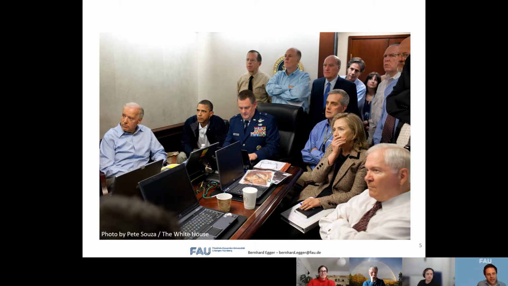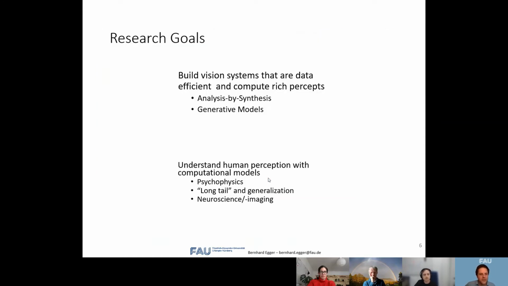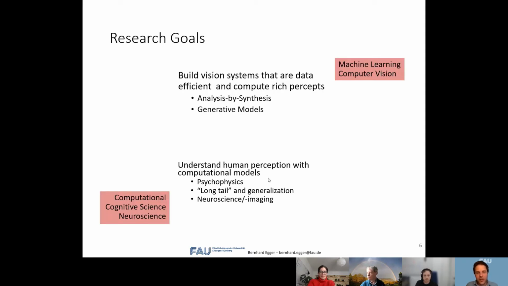The things I'm doing there are psychophysics experiments. I'm in particular interested in the long tail of perception and generalization, like the thing you have seen with the Mooney faces before. The neuroscience or imaging part is something I'm not doing myself. For that, I usually rely on collaborators that actually know how that stuff works. So the first pillar is more machine learning and computer vision. The second pillar is computational cognitive science and neuroscience.